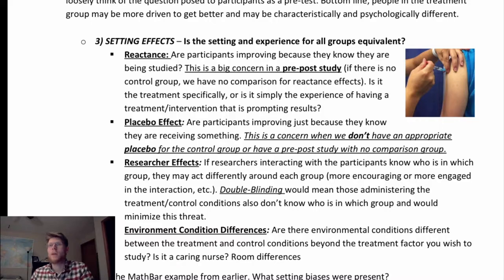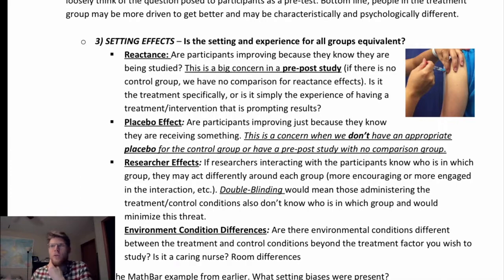So if you have double blinding, or you don't have administrators interacting with the participants in the study, then this isn't a problem, right? But if both of those things are true, if the administrators are interacting with participants and they know who's in which study, that could affect how they interact with them, and that could affect the results.